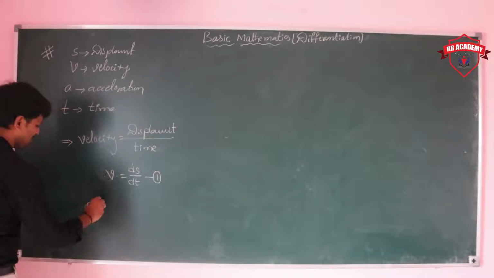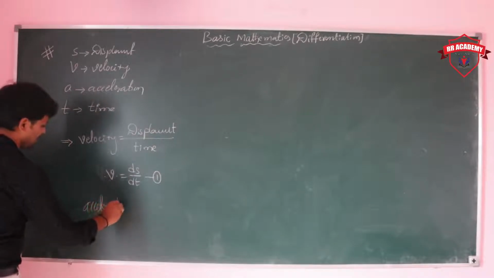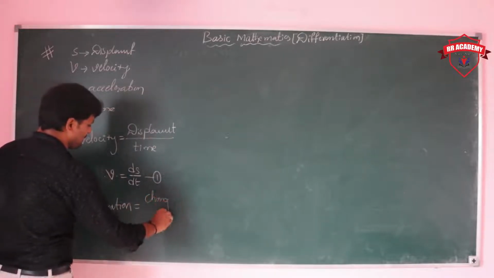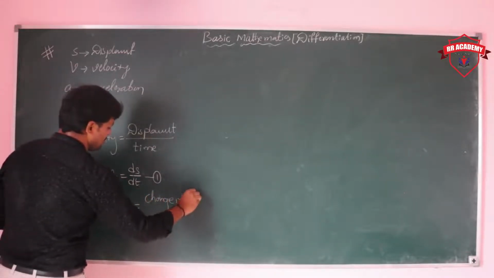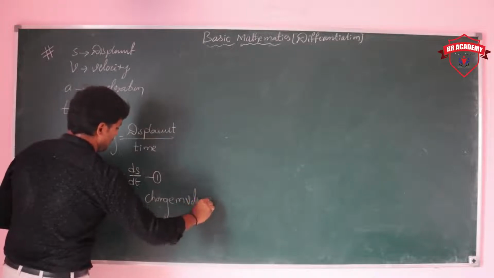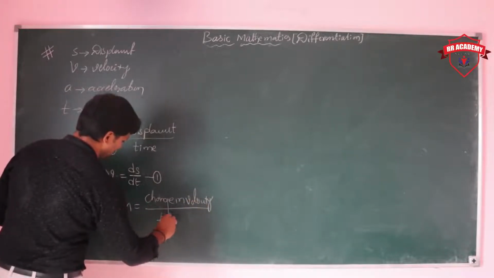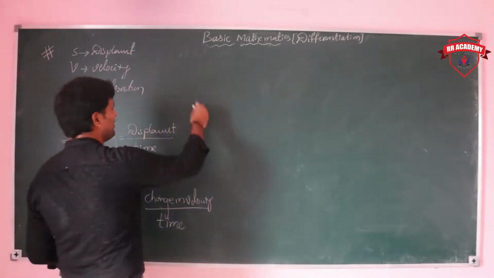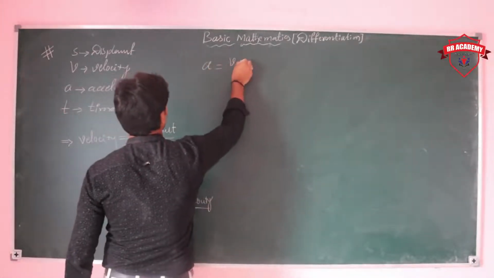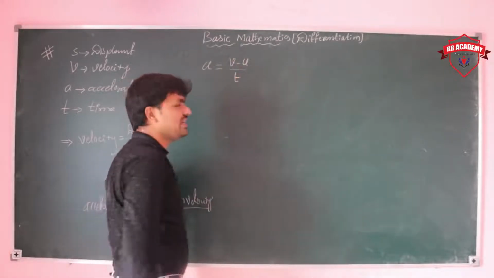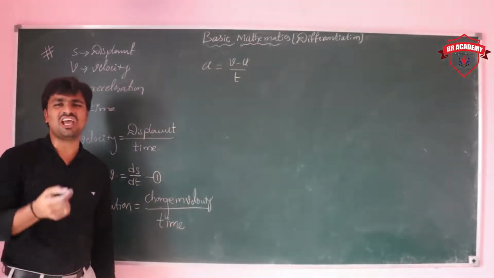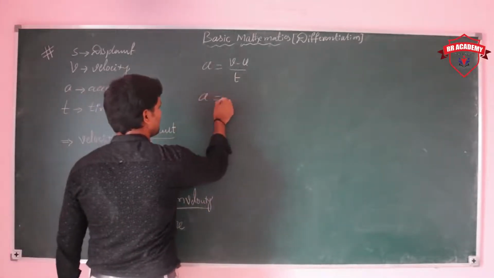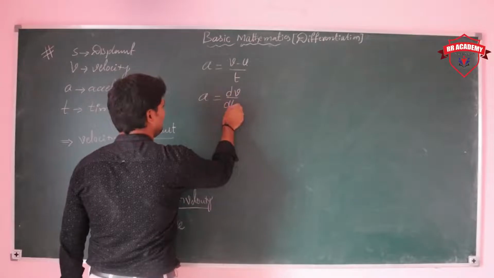What is the definition of the acceleration we are using? The definition of the acceleration is change in velocity per unit time. The change in velocity we may write as v minus u by t. If the change is very small, then we represent it as dv upon dt.